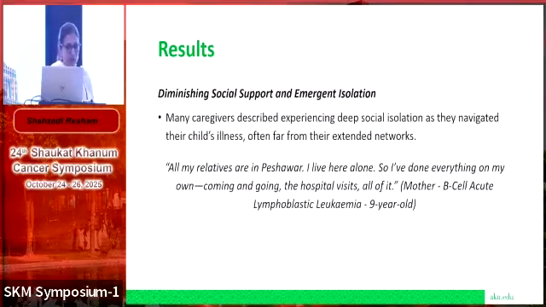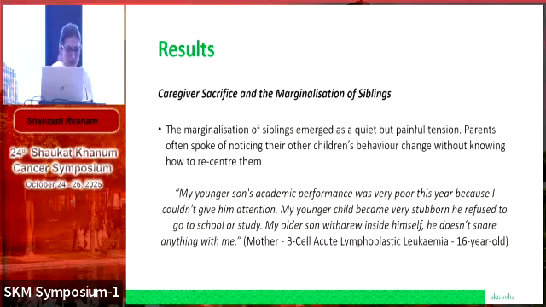And out of that social suffering, there was a sub-theme of diminishing social support and emergent isolation. Parents who have come from far areas do not have enough support in their treatment process. One of the mothers said that all my relatives are in Peshawar. I live alone here. So I have done everything on my own, coming and going, the hospital visits, all of it.